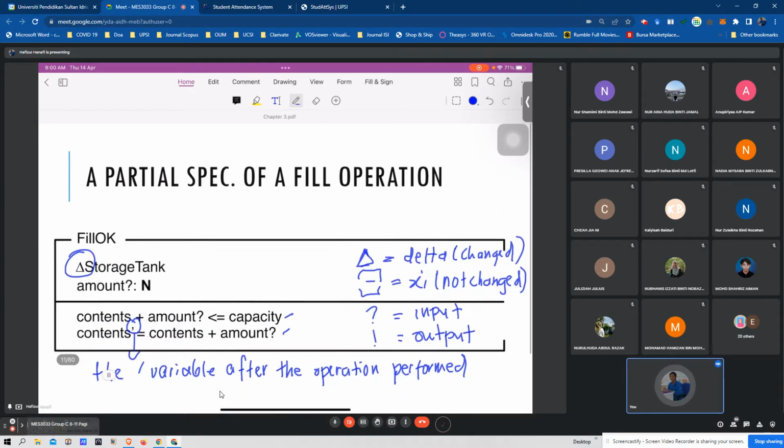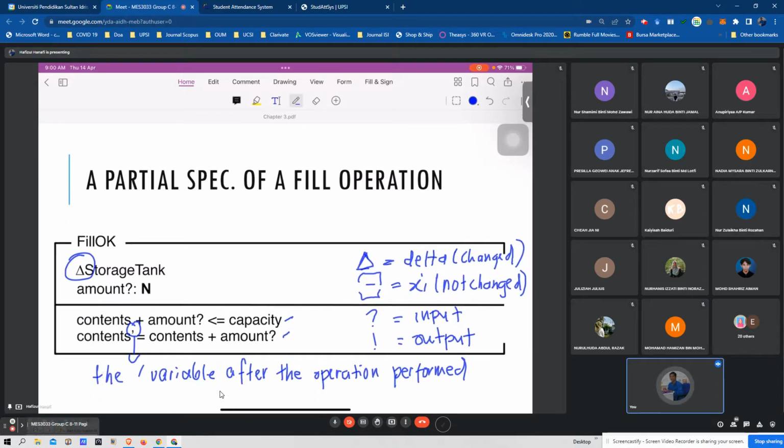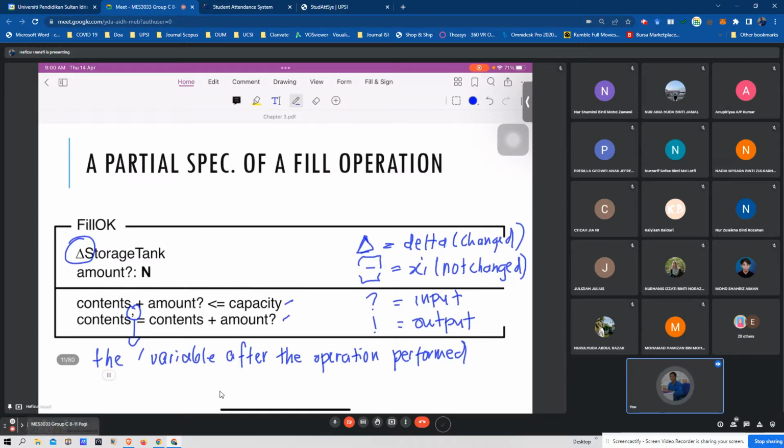Okay, partial specification. What is partial? Partial means that the function or specification is not full. And then we have delta. Delta in Greek means a change, and the Xi symbol is not change. And then we have input, and then we have output.